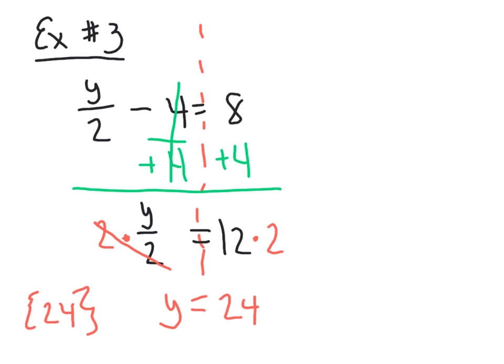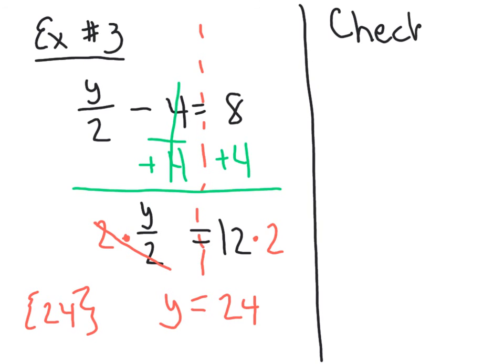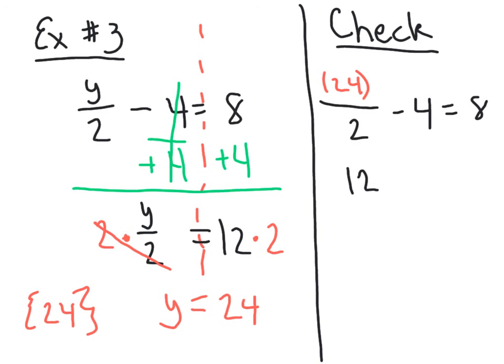Again, our last step is to check. Okay, leaving space on the side of the paper for checking answers. Okay, so we're going to plug in our y, 24 over 2, minus 4, has to equal 8. Okay, 24 divided by 2 is 12. 12 minus 4 has to equal 8. And 12 minus 4 does equal 8. So we got the answer correct.